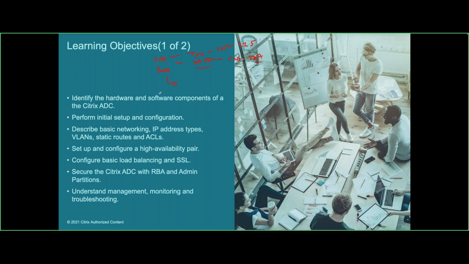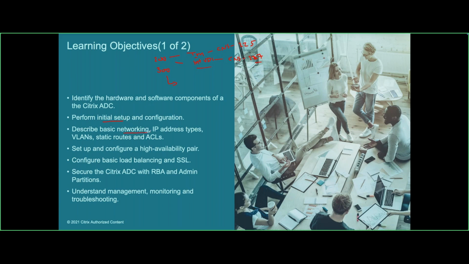So we are actually doing CNS 227, and once you're comfortable, you can go with the 300 level course, which is just advanced concepts. There is no initial setup, and I will assume that you already know NetScaler when you come to the 300 level course, because in this course we're going to do the initial setup.